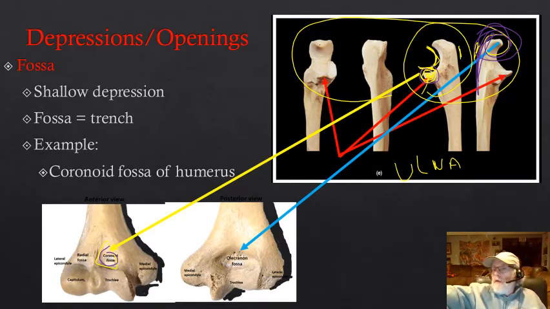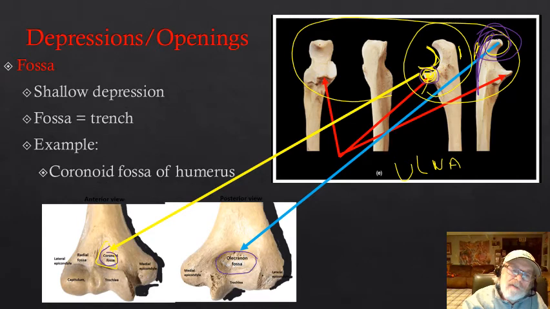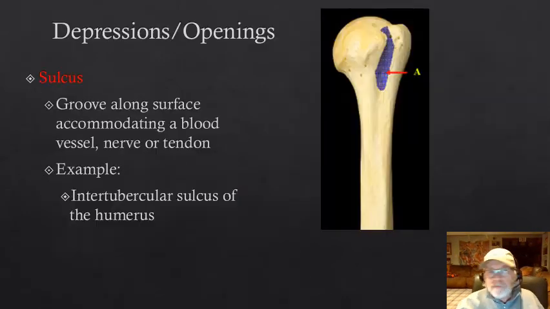When I extend my elbow, that has to go somewhere. It fits in this little fossa or depression called the olecranon fossa. So a fossa is sort of like a shallow depression or a trench. When we move one bone against the other, a bump or lump on one bone can fit in a small depression somewhere else. Here's my coronoid fossa, and here's my olecranon fossa. That's called a fossa.